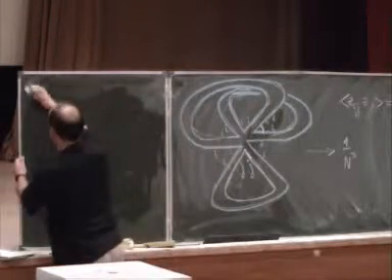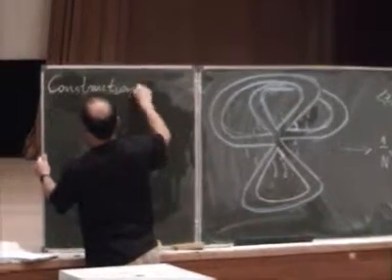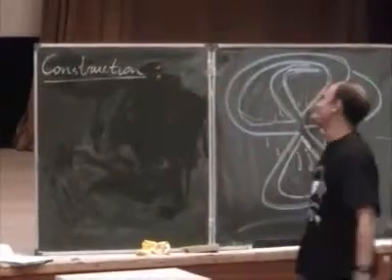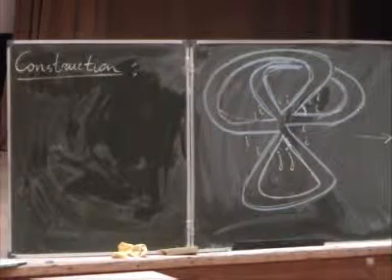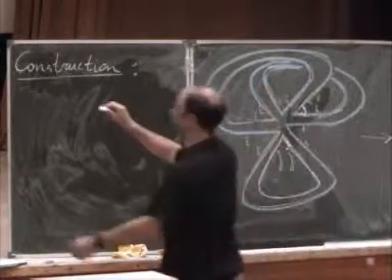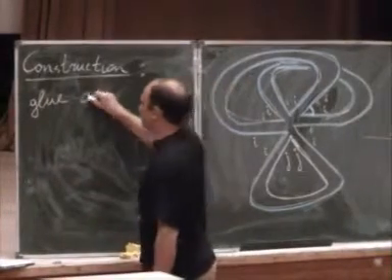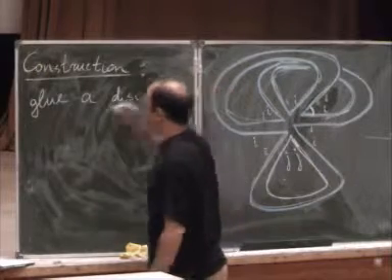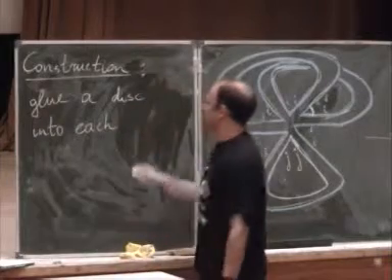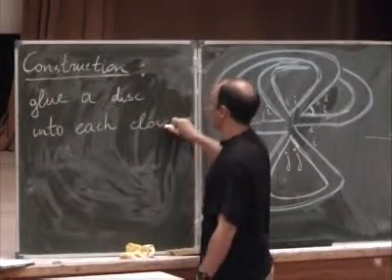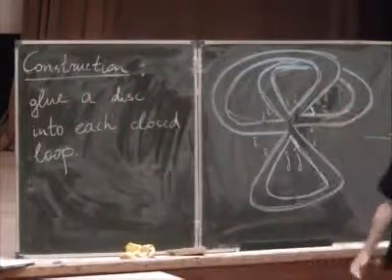Construction. Look at this picture and glue a disk into each closed loop. It's a very simple construction. It holds in just one sentence. Glue a disk into each closed loop. What will we obtain?